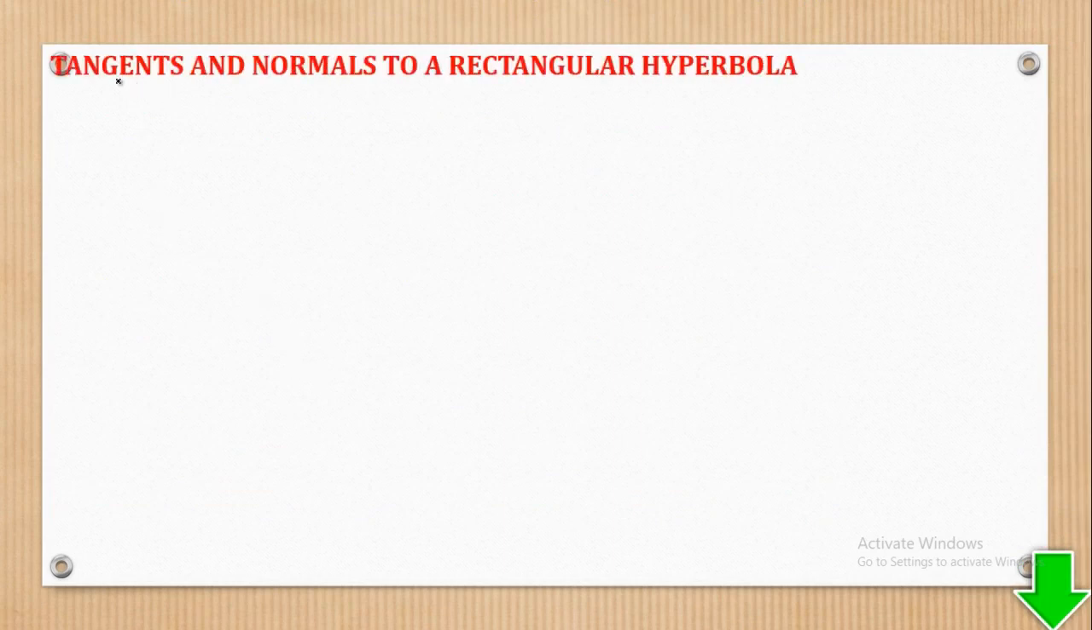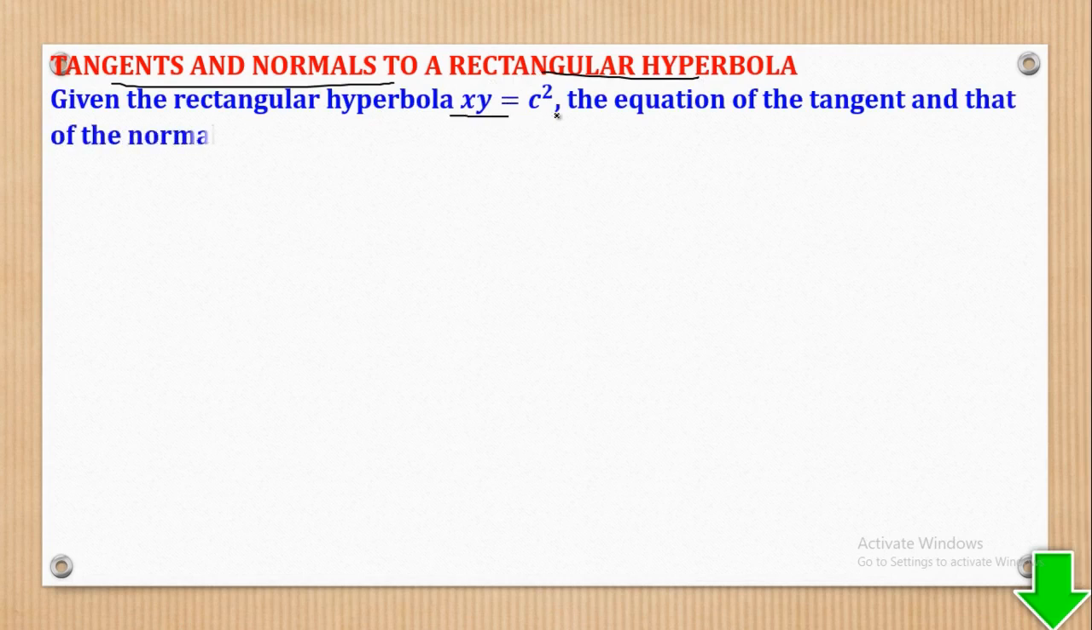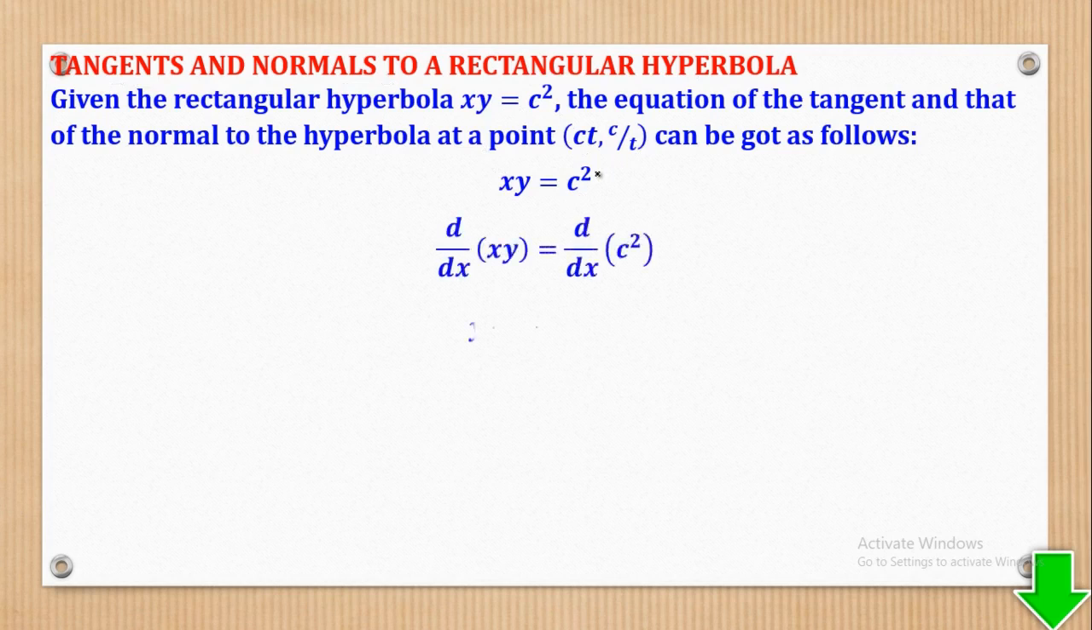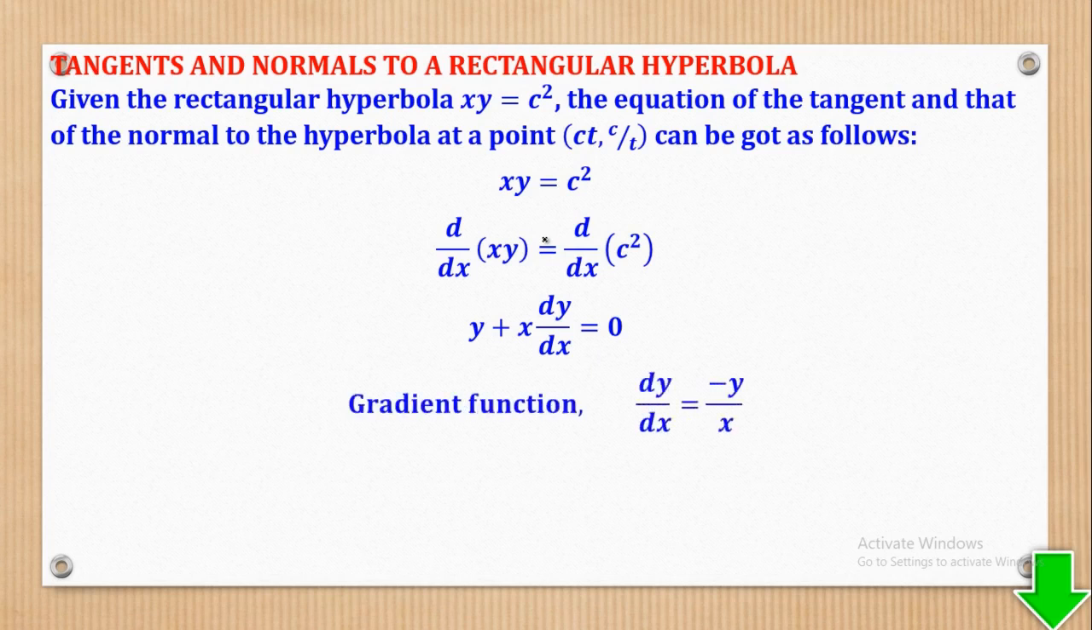So let's go to tangents and normals to a rectangular hyperbola. Given a rectangular hyperbola like this, the equation of the tangent and that of the normal at this point, remember this is the general point on a rectangular hyperbola, can be got as follows. We shall still follow the same procedure as we did under hyperbola, only that now we use this general point and this equation. So we shall quote our equation of the rectangular hyperbola, then differentiate it. When I differentiate, I'll come up with this, and then I'll make dy/dx the subject, which will become our gradient function.